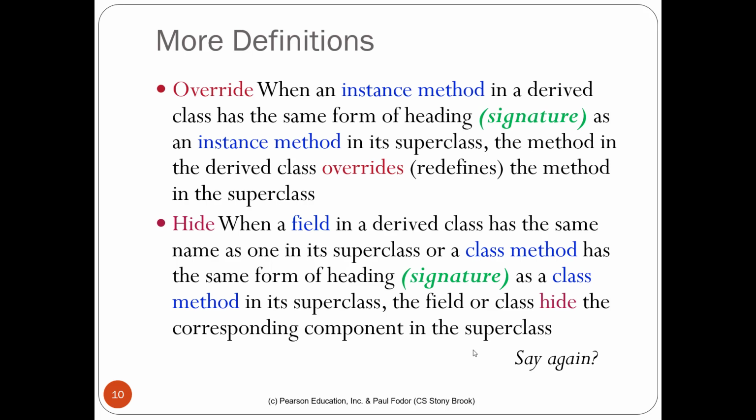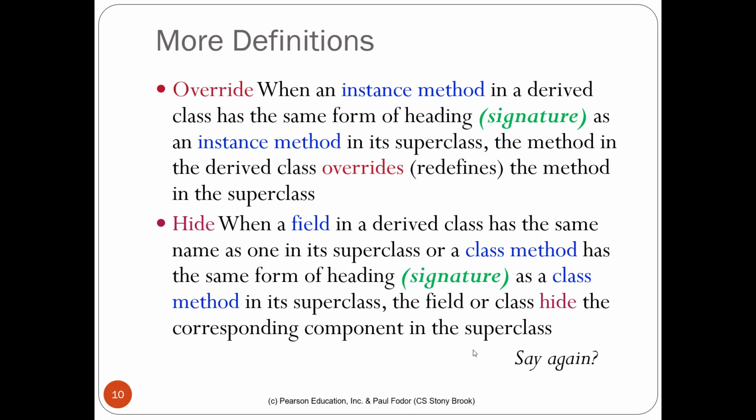Let me try to make it simple. If you have the instance method with the same signature in the subclass as you have in the parent class, then that is overriding. And if you have the other cases like the data members with the same name as we have in the parent class in the subclass, then that is hiding. And also, if you have the same signature as you have in the parent class in the subclass also, but your method is static, then that is hiding.